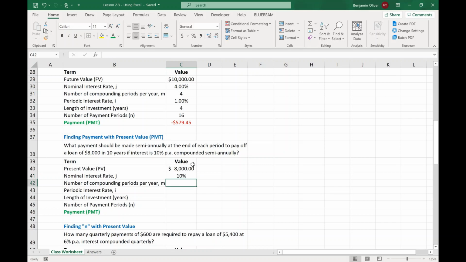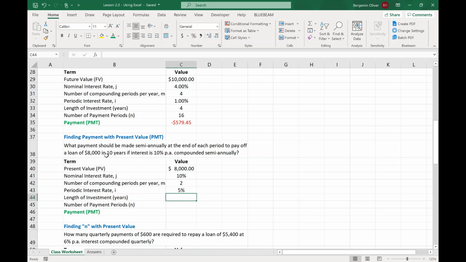Our number of compounding periods per year, it says it's compounded semi-annually, meaning 2. Our periodic interest rate I can therefore be calculated. It's equal to our nominal interest rate, 10%, divided by our number of compounding periods per year. So we arrive at 0.05, but if we go up here, we can click percent, and it'll convert to 5%.